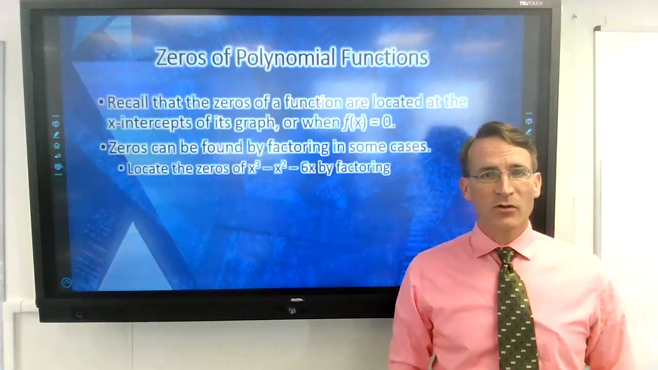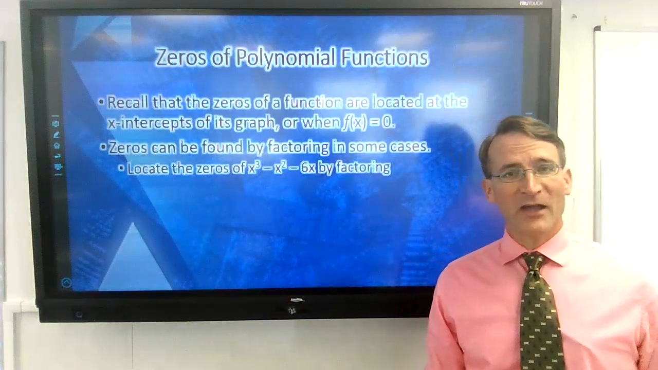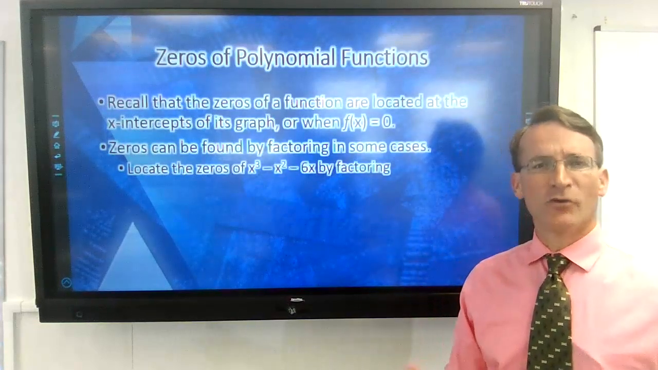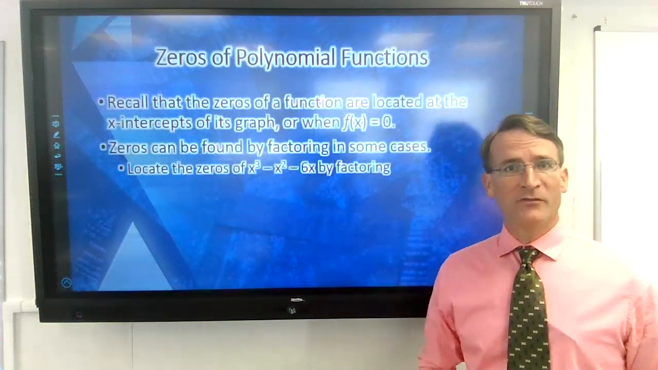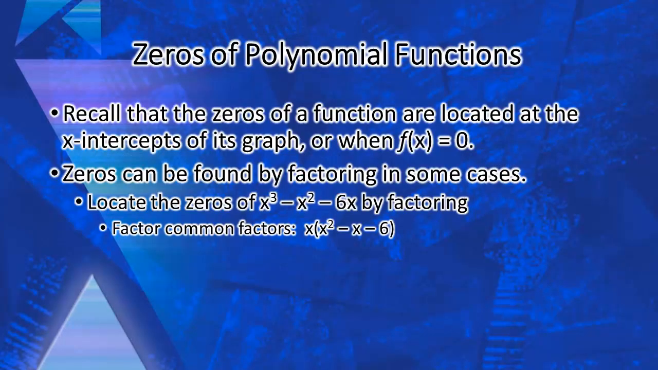The first thing I want to look for is a common factor. If I can factor out that common factor, it's going to make the rest of the factoring a little bit easier. And indeed, I can factor out the value of x here. So that's what I do first. So I have x times the quantity x squared minus x minus 6.